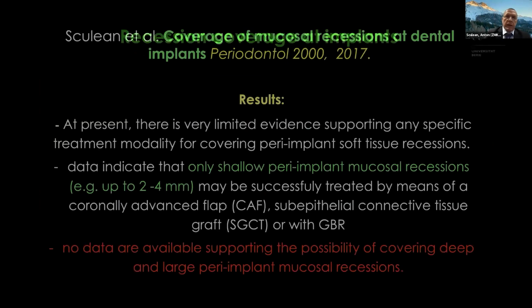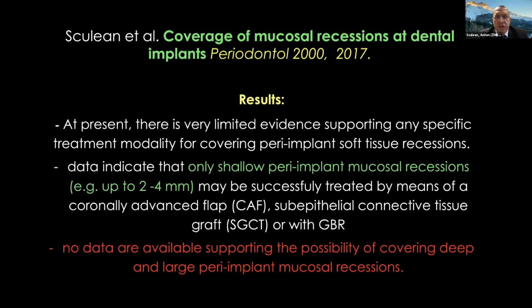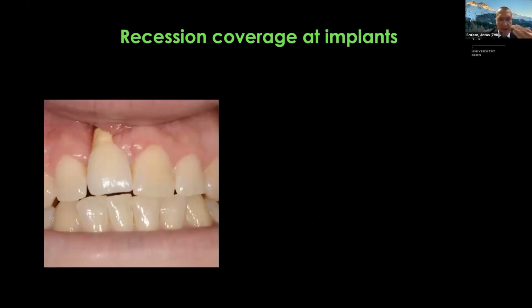What do we know from the literature? The literature says that treating a recession around an implant or on the tooth, because we have biologic differences. And in fact, so if I have an impossible case, like this particular patient, you see here, the implant is placed completely outside the bony envelope.